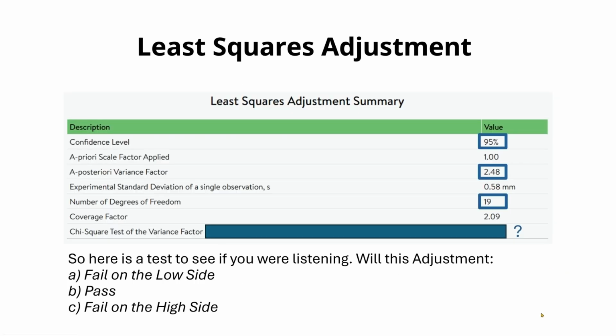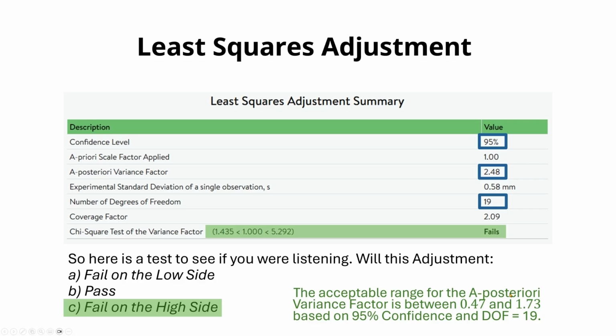So back to the initial example, I've crossed out and I've covered the answer. Now let's have a little think. Will this adjustment fail on the low side? Will it pass? Will it fail on the high side? So we've got a variance factor of 2.48, and this is all those parameters that I was talking about earlier, 95% confidence and 19 degrees of freedom. So the answer is it will fail on the high side.